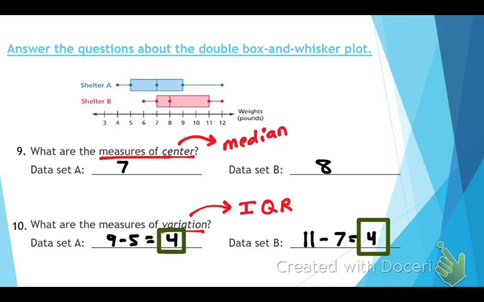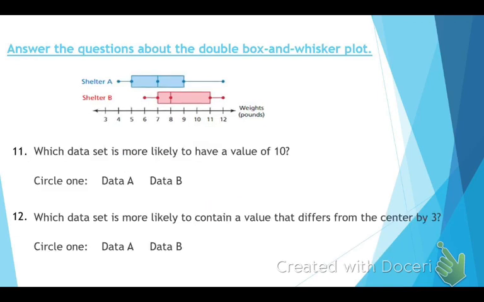All right, so we've got 2 questions left, 11 and 12. The first question says, which data set is more likely to have a value of 10? Raise your hand if you think it's data A. Raise your hand if you think it's data B. Excellent, all right, it is, because here is 10, and we're going to come up and we will land right there in data set B.